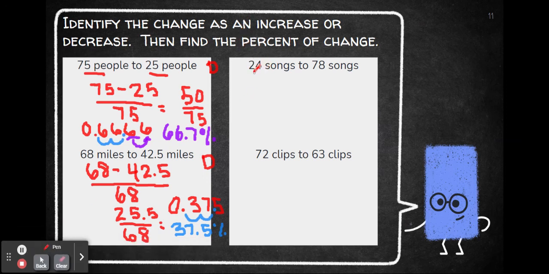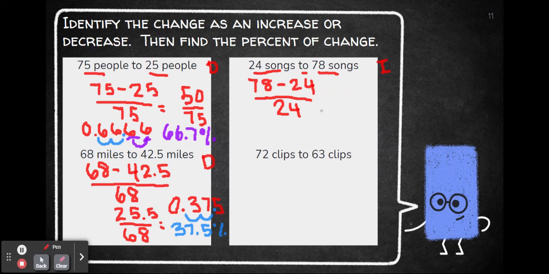For the next example, it says 24 songs to 78 songs. Is this a percent increase or a percent decrease? Since the number goes up to 78, it is a percent increase. And what would we have in the numerator of our fraction? Since we always start with the bigger number, we'll have 78 minus 24. And what amount goes into the denominator? The original amount. So the original amount would be the starting amount of 24. So now you can use your calculator to help you solve these final steps.